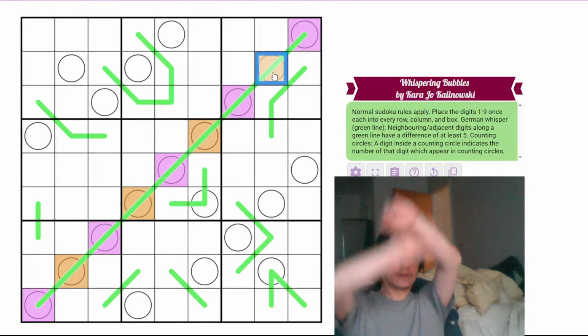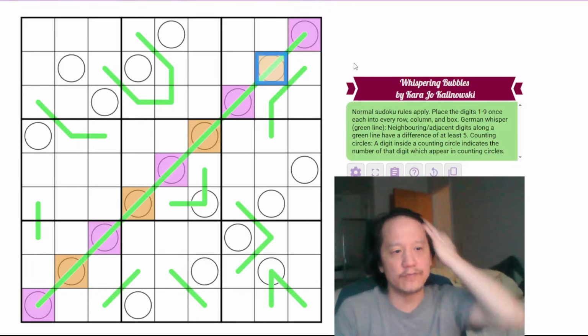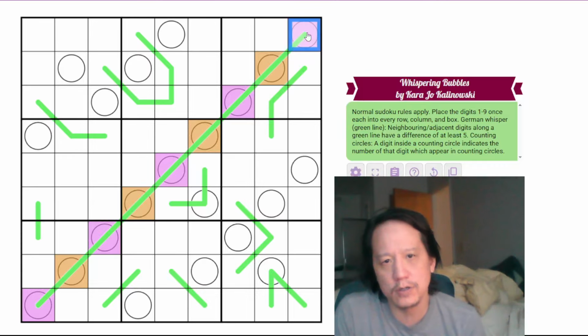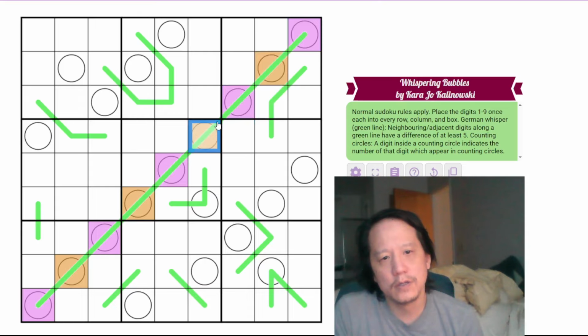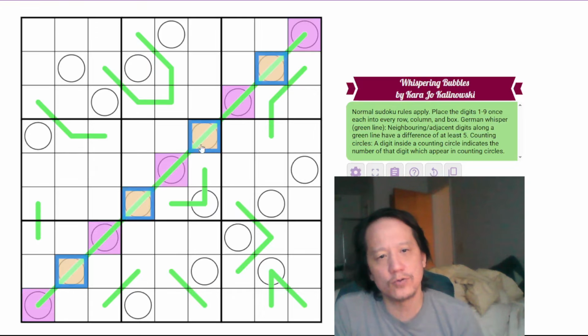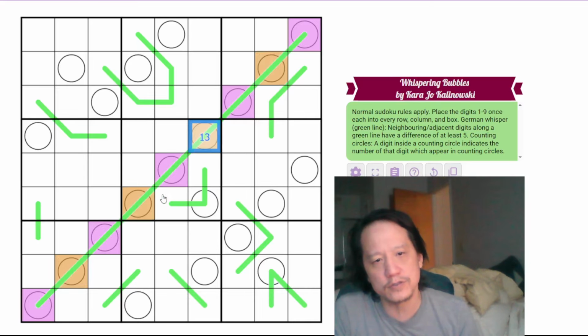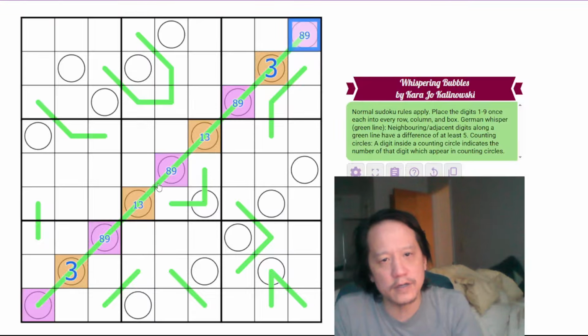Okay. 1, 3, 8, 9 obviously does not work if pinks are the lows. If orange are the lows, that does work. This is 1, 3. This is 1, 3. That would be 3, 3. That works. 8, 9, 8, 9, 8, 9.